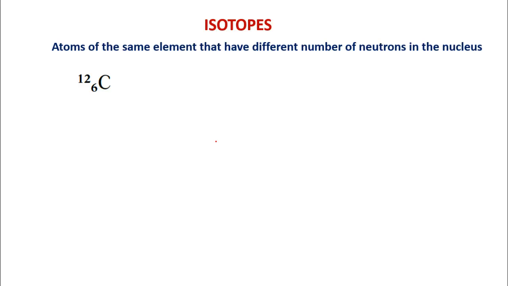What are isotopes? Atoms of the same element having a different number of neutrons in the nucleus is what we call isotopes.